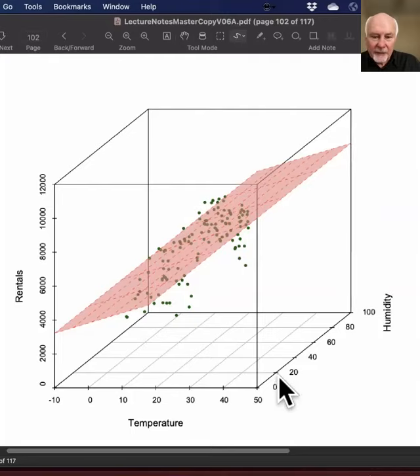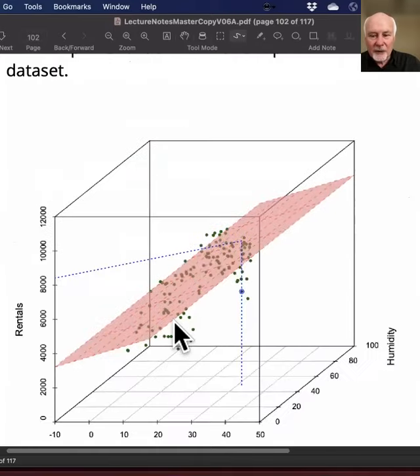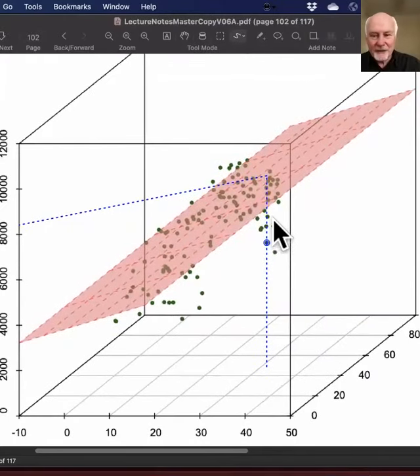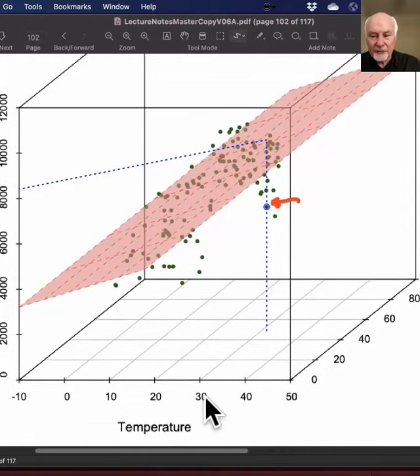Humidity is now on the z-axis, they usually call that, and then rentals is on the y-axis, the dependent variable. And the way we use that, I'll show you, but no one ever does this in practice. Let's say that point there, it's a bit hard to tell, but that was actually the hottest day in the data set. So what we do is we find the temperature, we find where the temperature intersects with the humidity for that particular day, somewhere there.